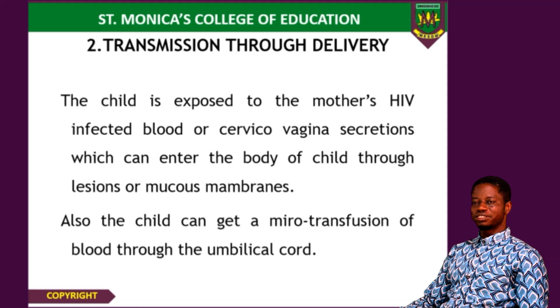Now let's look at transmission through delivery. The child is exposed to the mother's HIV infected blood or cervico-vaginal secretion, which can enter the body of the child through lesions or mucous membrane. The child can also get a micro-transfusion of blood through the umbilical cord. What we are saying here is that during labor, the pregnant woman normally goes through stress. There will be some cuts, and they have to cut the vagina for the baby to come out, and through that process there may be a cut on the baby, and the blood oozing from the baby or the mother, if the mother is infected, means that during delivery the child is likely to also be infected.